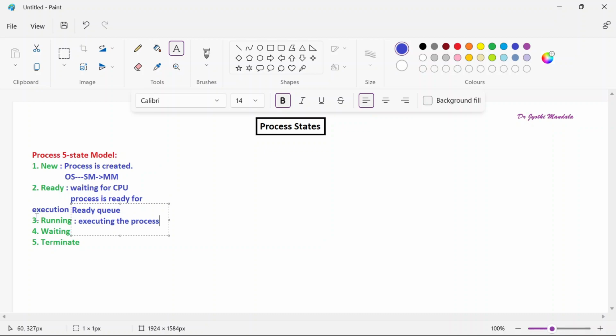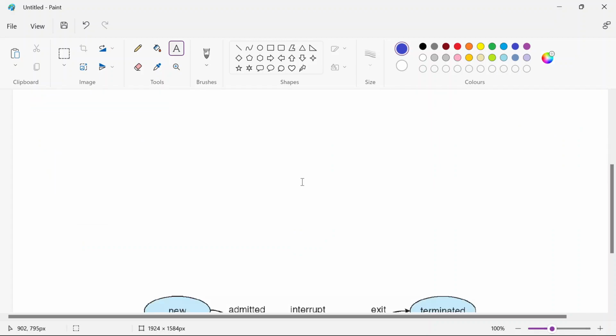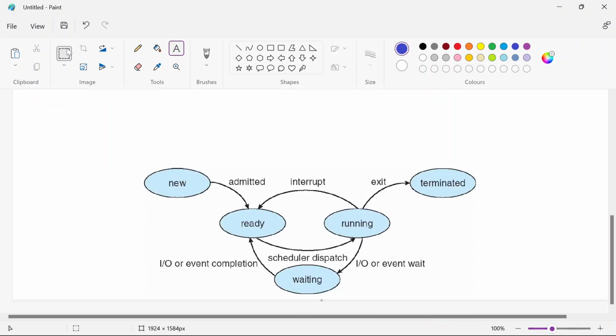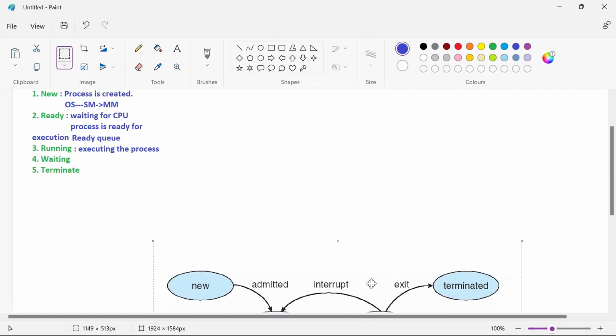Before that, let us see the state transition diagram, where all 5 states will be there and how a process can traverse from one state to another state. That is called a state transition diagram. Here is the diagram. We'll see in detail what this state diagram is. So, the process state diagram.